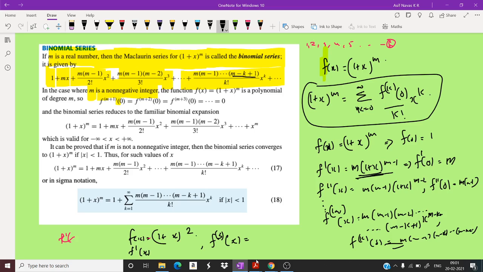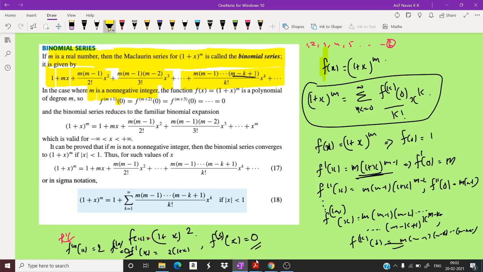The first derivative of f is 2 into 1 plus x. The second derivative is 2 into the derivative of 1 plus x, which is 2. The third derivative must be the derivative of 2, which is 0. So the third derivative must be 0. That means for 1 plus x all squared, the third derivative must be equal to 0.